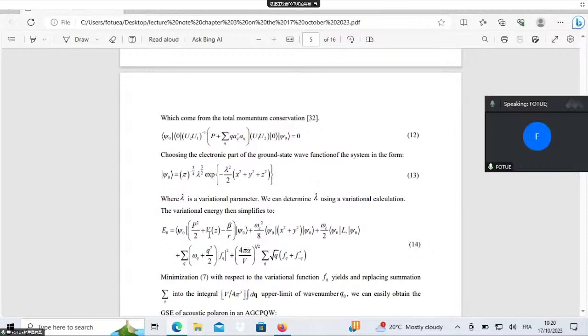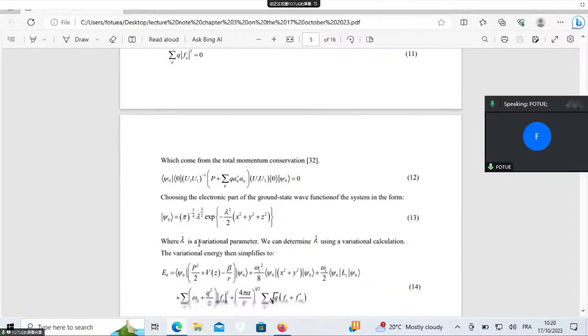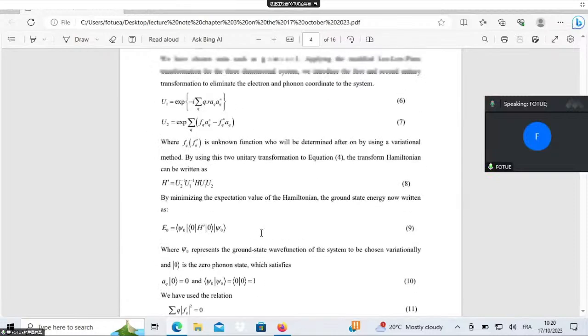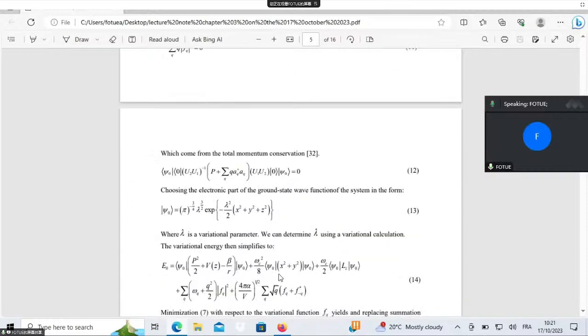Also, we see from here that the impact of the potential on U1 and U2 is not taken into consideration. So U1 and U2 are not affecting this P squared and did not affect V of Z. The same observation is seen for the impurity term, which is here represented by beta on R. We take terms after terms, and we apply U1 and U2. U1 and U2 did not considerably change this second expression.